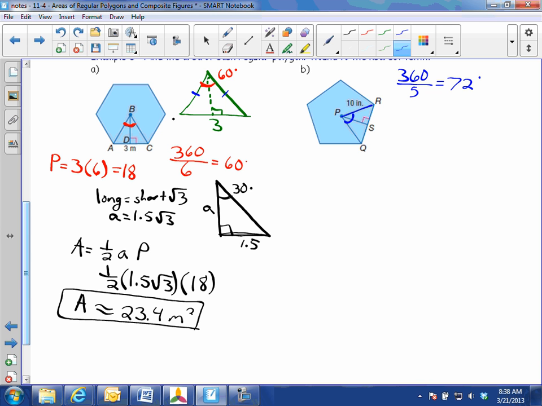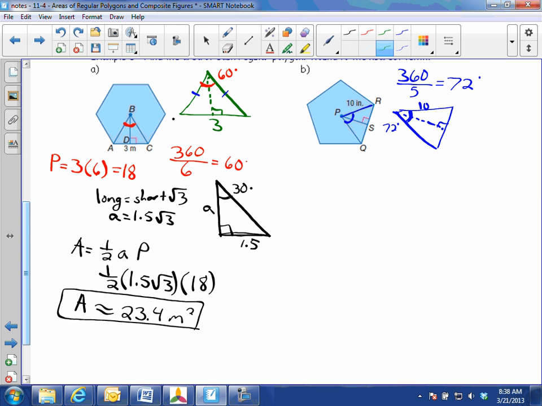Okay, so again, I would draw this triangle out here so that we have something to look at, and we can fill in what we know. We know this side is 10. Well, we're going to have to do half of it again. We are going to have to halve the angle again, 36 I mean.